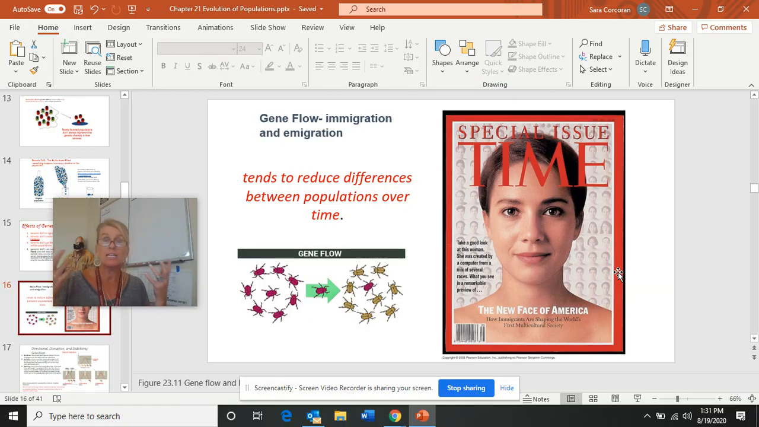Our hair and our eyes are going to be medium. There won't be really light eyes and really dark eyes because our populations are blending. We have people from different parts of the globe coming together, and they're sharing genes. That's gene flow. So let's talk about natural selection.